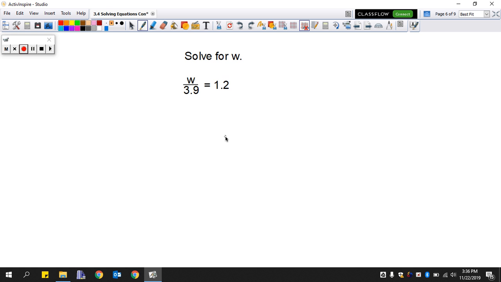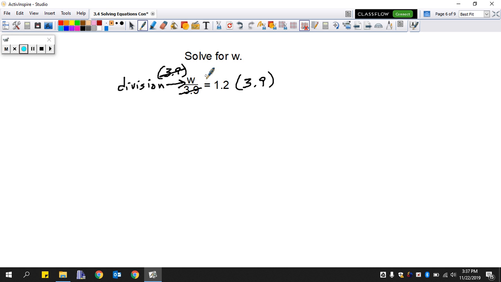All right, so in this case, remember, if it's something that looks like a fraction, that means that we are using division. Okay, so that's division. All right, and so the inverse of division is multiplication. So we're going to multiply both sides by 3.9. All right, so if we have 3.9 on top and a 3.9 on the bottom, the numerator and the denominator, they cancel each other out because a number divided by itself is 1.